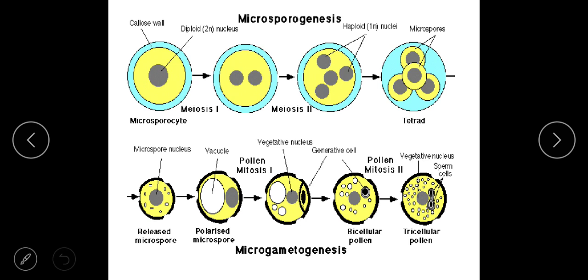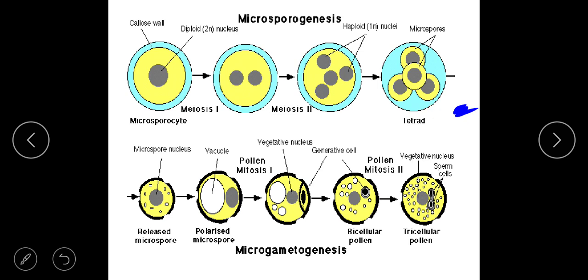Now, how are the microspores formed in the sporogenous tissue? Inside the sporogenous tissue, the cell which undergoes meiosis is known as the microspore mother cell. You can see the first meiosis taking place, in which two nuclei are formed. Then the second meiosis results in the formation of four cells, which are the four microspores. This is also called the microspore tetrad.